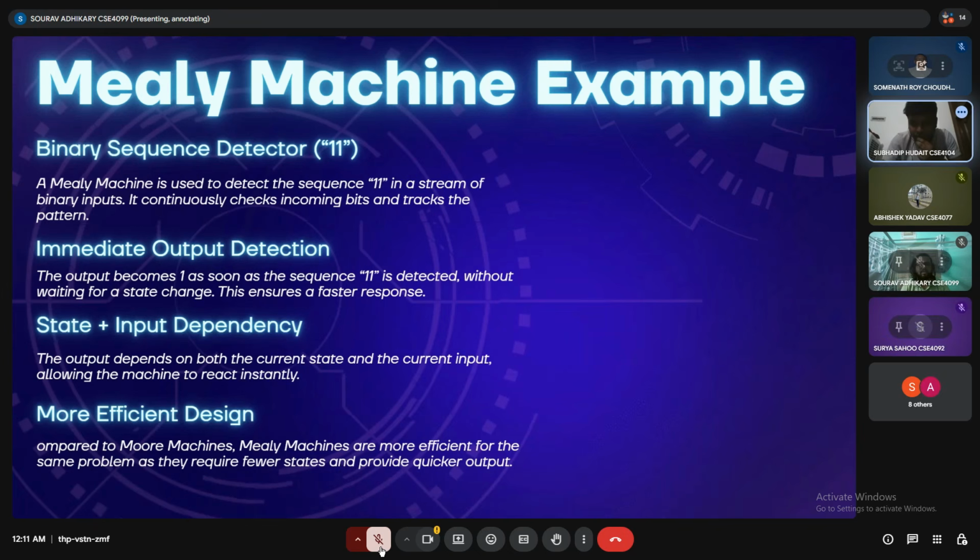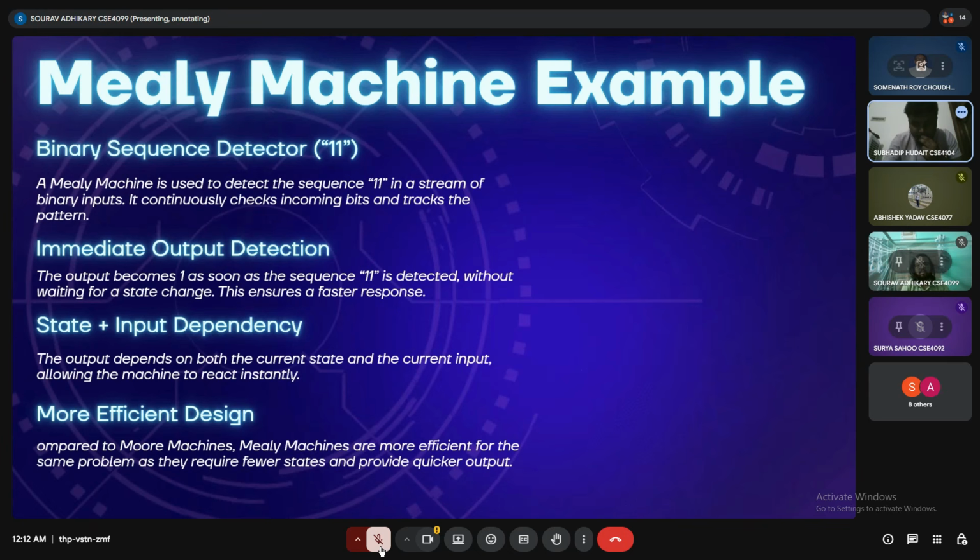Good evening, sir. Today we are looking at the Mealy machine, specifically the 11 sequence detector. The key takeaway from this model is speed. Unlike the other state machine, a Mealy machine reacts instantly. The output becomes 1 the moment the pattern is detected, without waiting for a clock trigger or a state change. This is because the output is a direct function of both the current state and the current input, resulting in a highly efficient and fast reacting design.